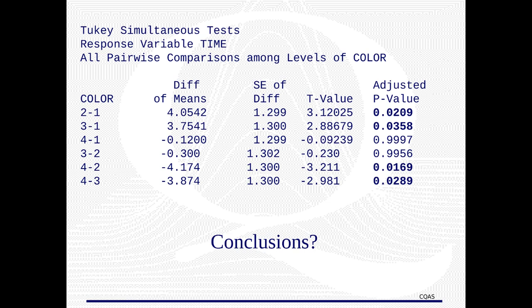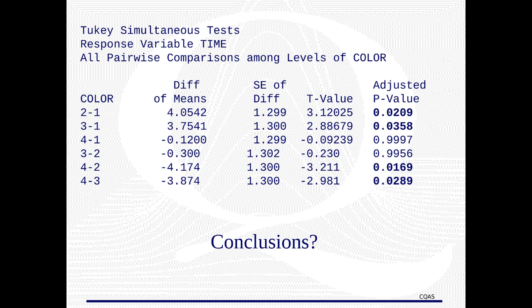Looking at the adjusted p-values, we need to identify which pairs fall below our significance threshold of 0.05. Comparing colors 2 and 1 yields a p-value of 0.0209, which is significant. Colors 3 and 1 show a p-value of 0.0358, also significant. The comparison of colors 4 and 2 gives us 0.0169, significant as well. Finally, colors 4 and 3 produce a p-value of 0.0289, again significant.